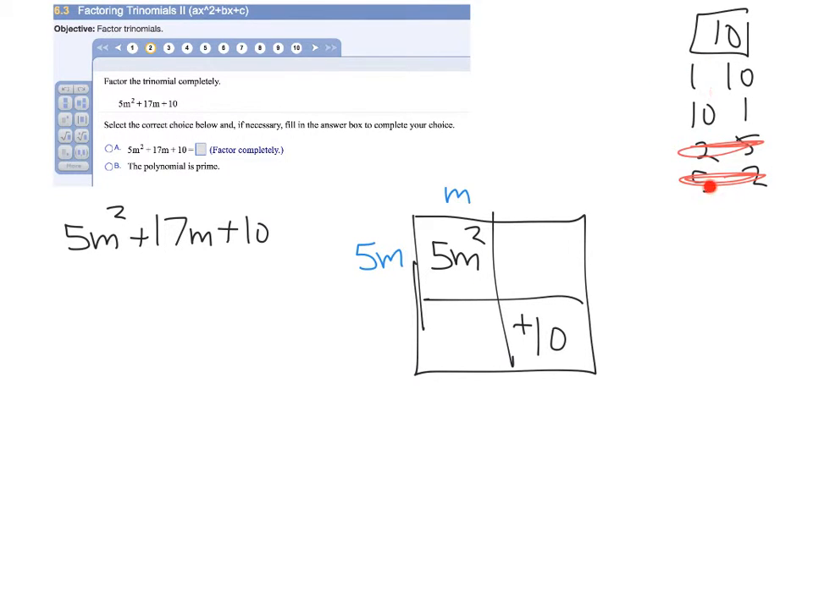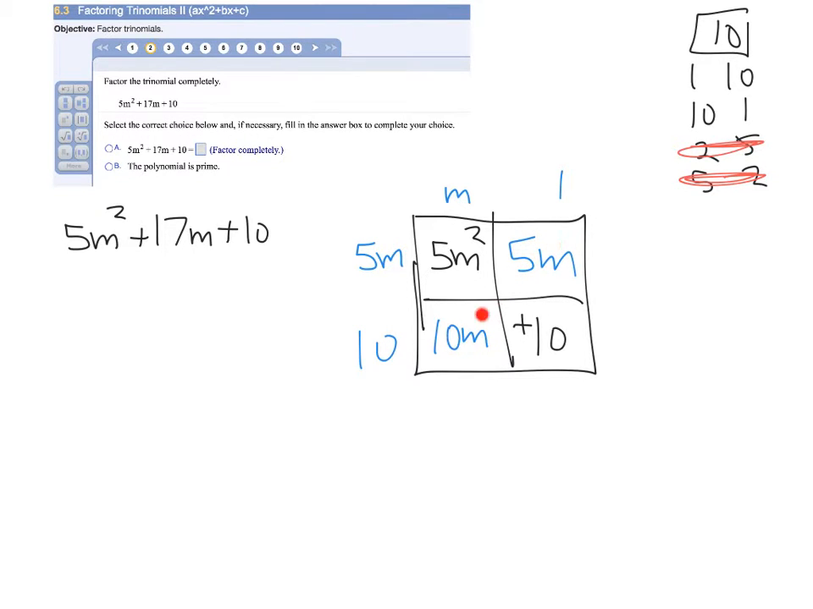So we're just kind of going through the list. I'm just kind of making a guess and a check, right? And so as we keep going here, we got 10 and 1. So there's a 10, there's a 1. And now we're going to fill it in. And so right here is 10m. And then right here is 5m.